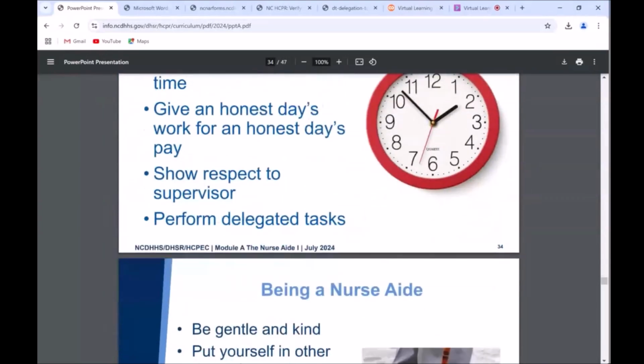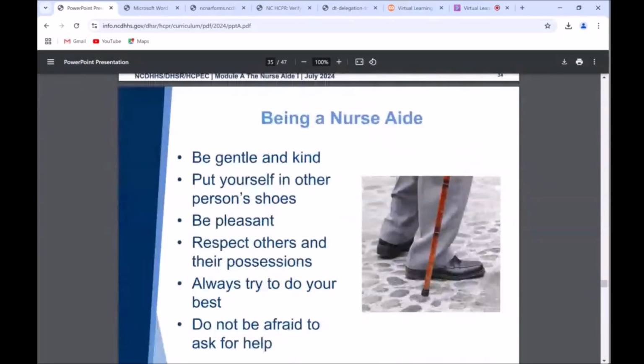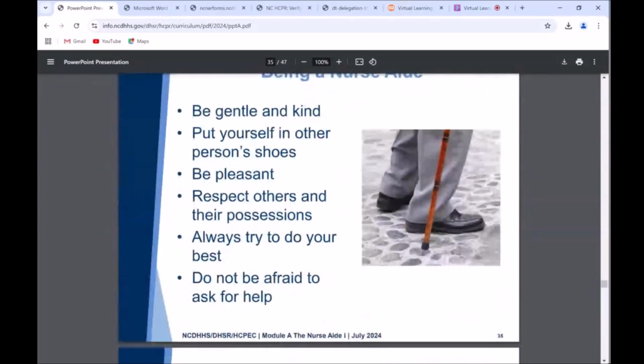Next slide. Be gentle and kind to residents, families, and coworkers. Be able to put yourself in other people's shoes and attempt to understand that person. That's called empathy. Be pleasant, not moody, bad-tempered, or sad while at work. Respect others and their possessions. Always do your best. Never be afraid to ask when you do not know an answer or know how to do something.